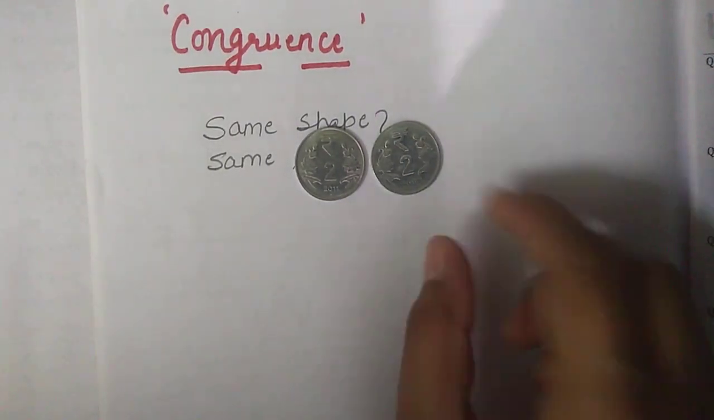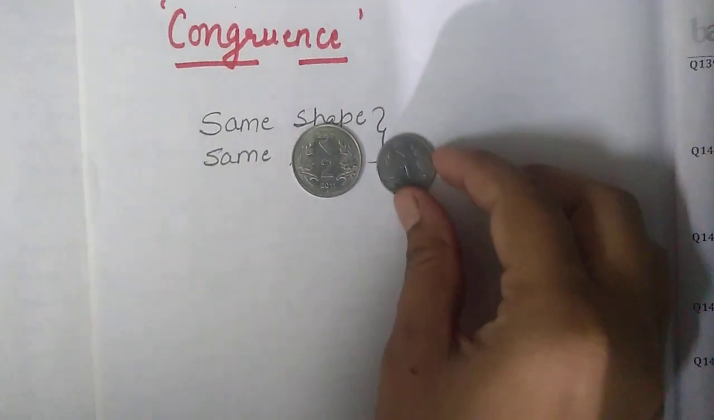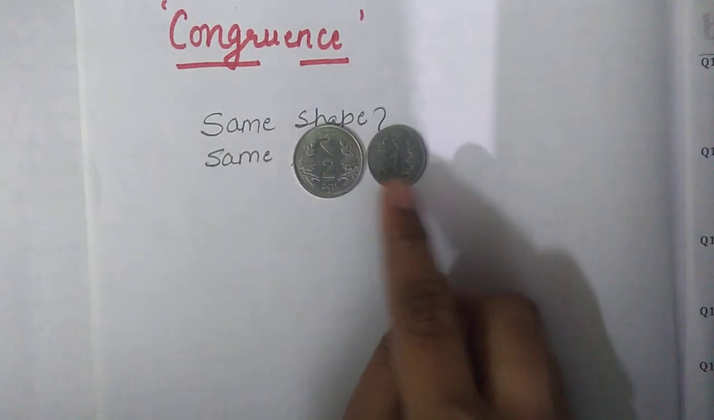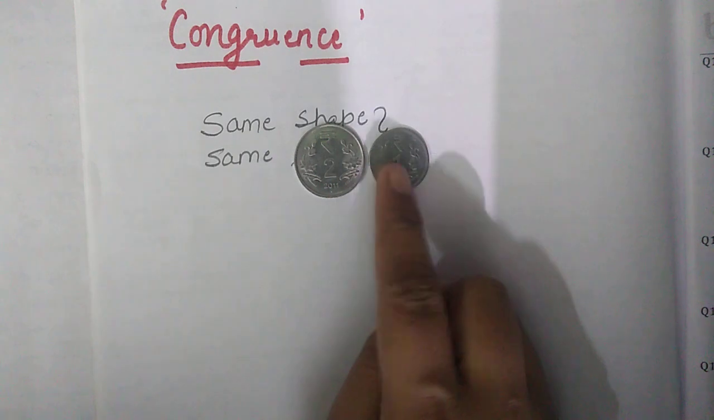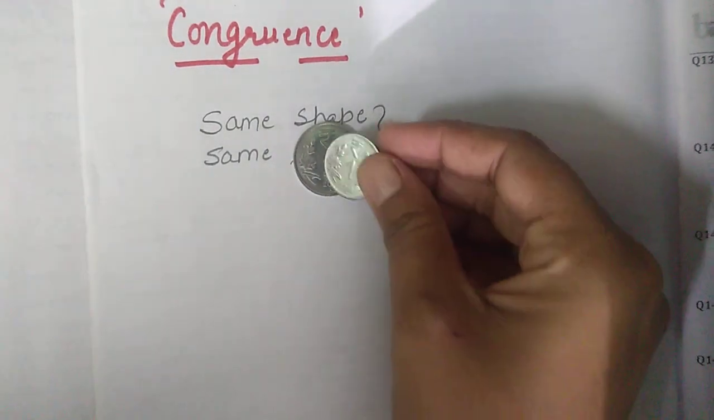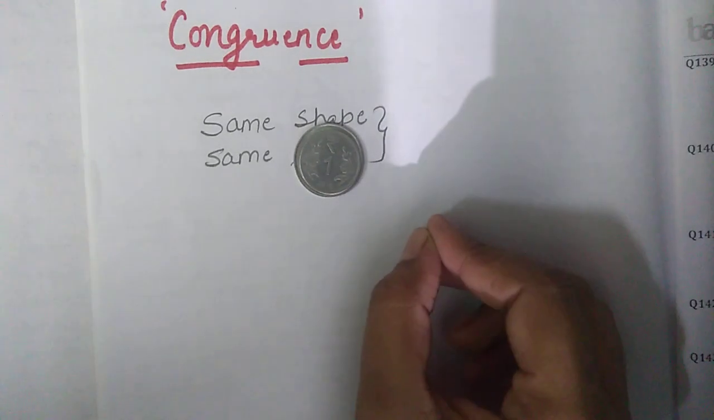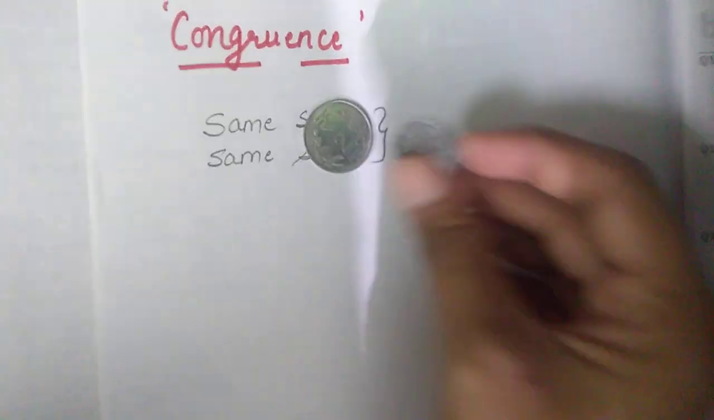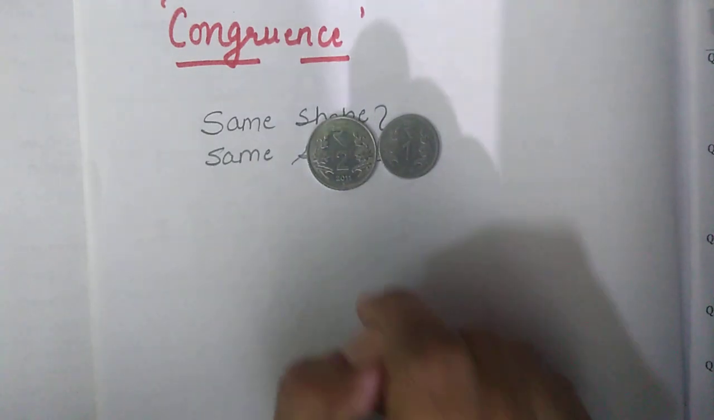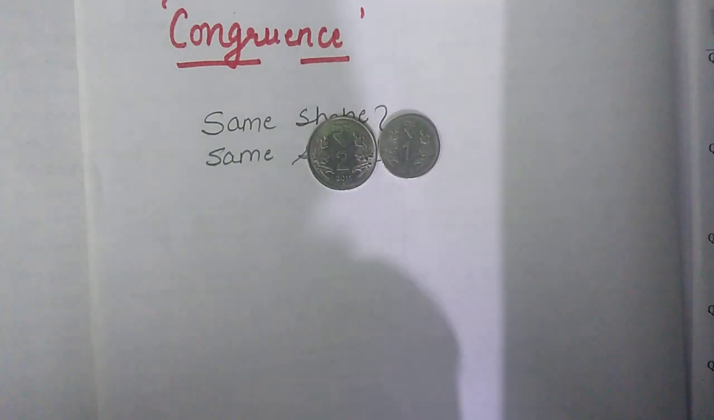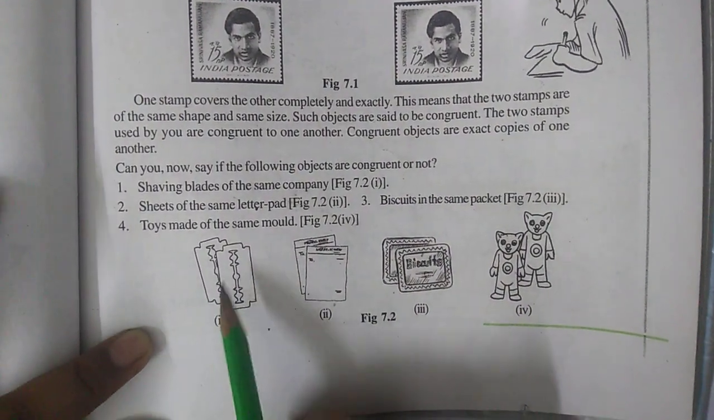Now, if I replace one 2 rupee coin with 1 rupee coin, then are these congruent? No, because they are having same shape, but their size is different, or you can say they are not completely overlapping each other, superimposing each other. So we can say that these two coins, that is one rupee coin and 2 rupee coin, are not congruent. These are some examples given in your NCERT book.